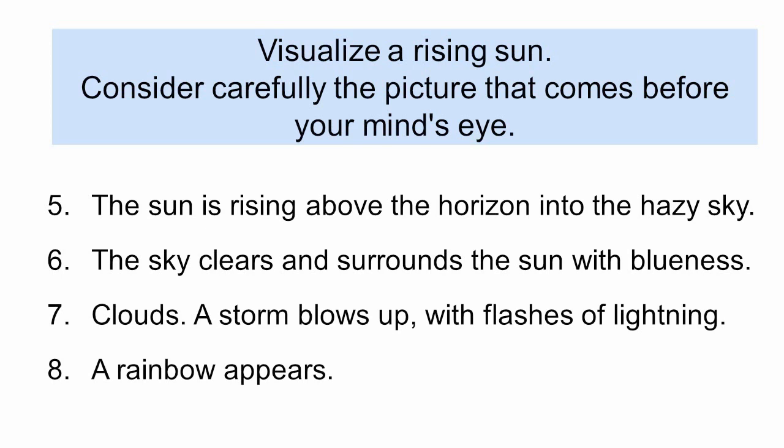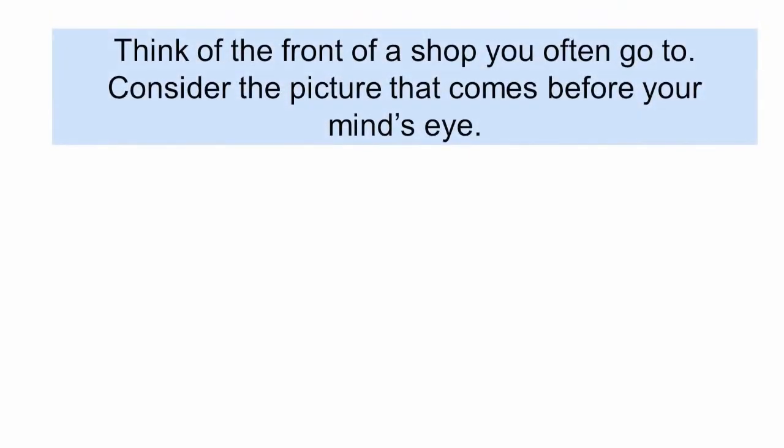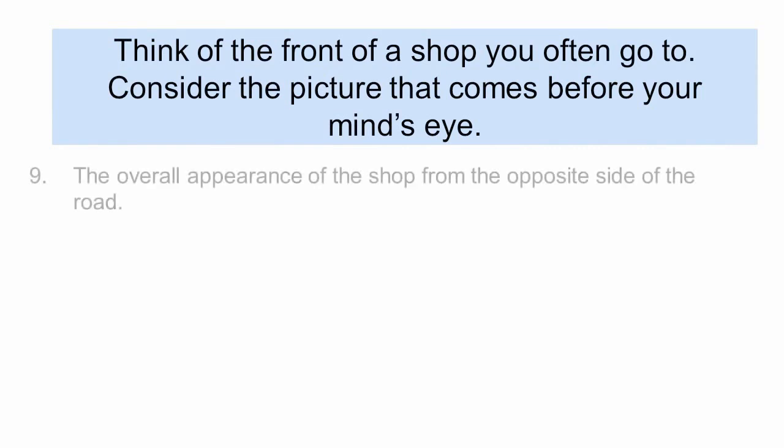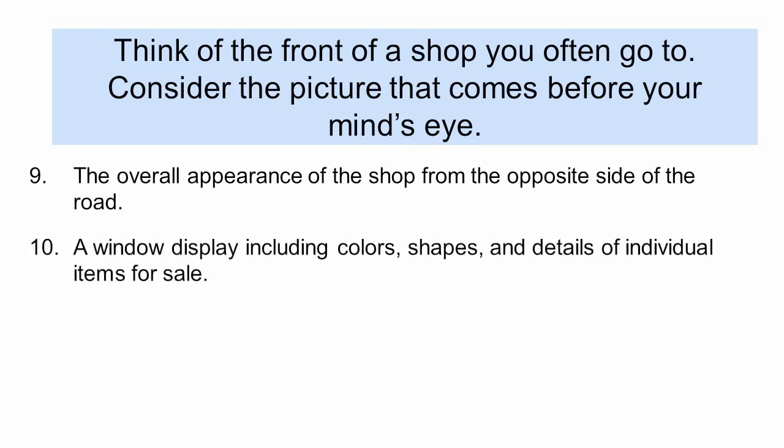All right. For the next 4, just think of a store that you go to frequently. So first, try to imagine what the store looks like as you are approaching it. So as you're walking towards the store, what does it look like? Okay, so now imagine that you've gotten close enough to the store to be able to see in the windows and see what's for sale. What kinds of window displays does that store tend to have?